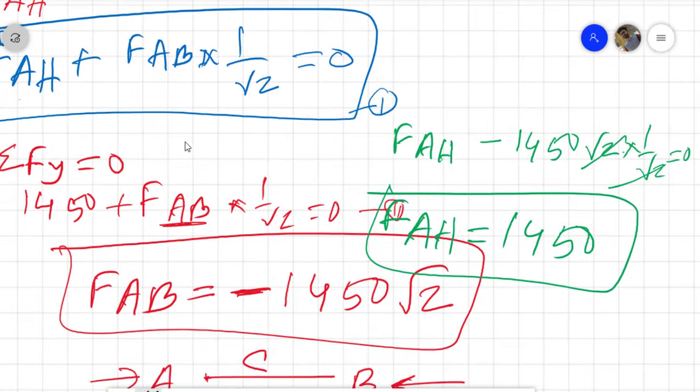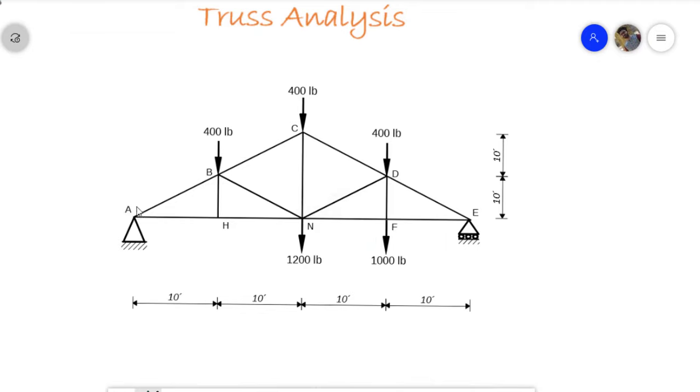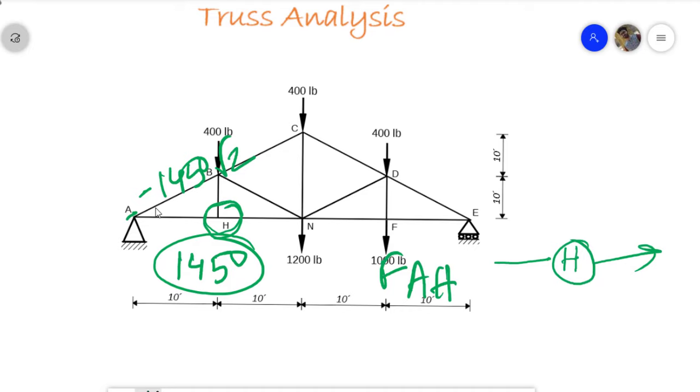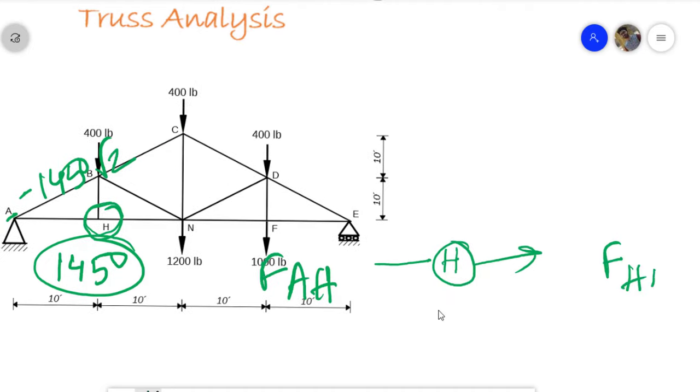So now let's go back to our truss, and we got two values. One is FAB, that is minus 1450 root 2, and FAS, that is 1450. Now if I take the free body diagram of the ACE joint, what will I get? So this is the ACE point. In this direction FAS, and in the other direction FACE-N, and in the upper direction FBAS.